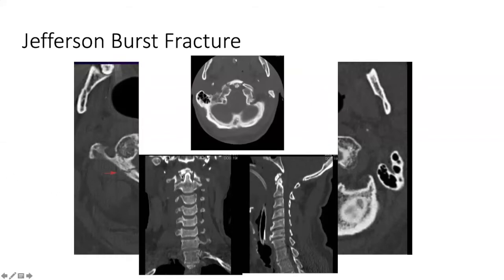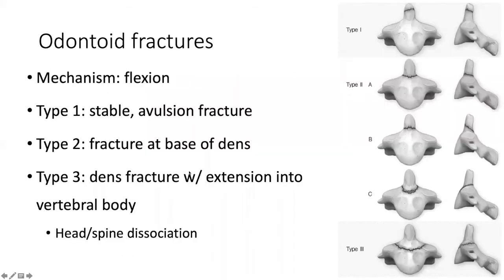Here, you can see how it gets displaced to the sides. And then the issue is that the occiput lies on C1, and so that's what makes it unstable.